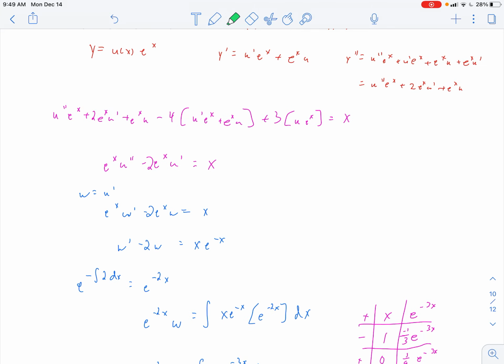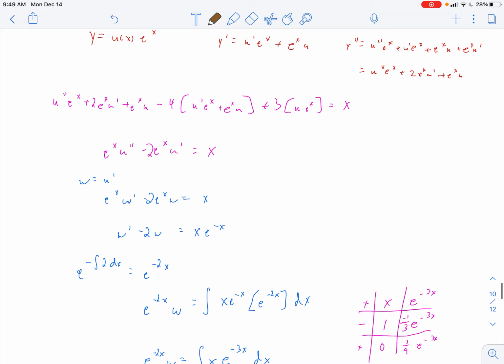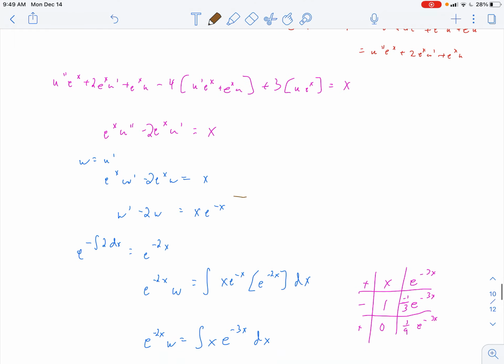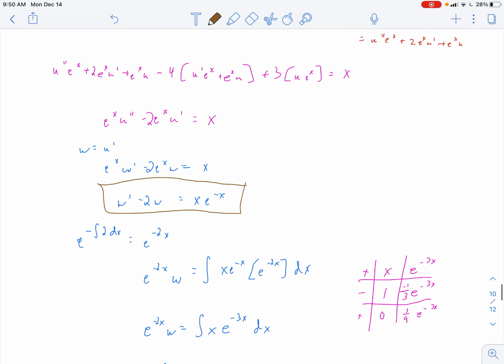From here, let's substitute in w so that we can turn this into a first-order linear differential equation. Then we divide both sides by e to the x so we can put it in standard form. When we do so, we're left with this first-order linear differential equation, so we're going to find an integrating factor.